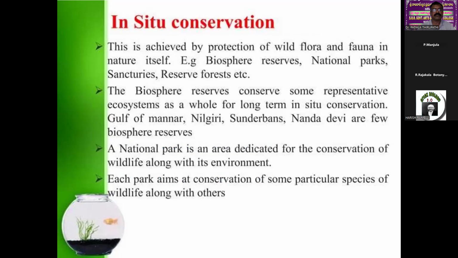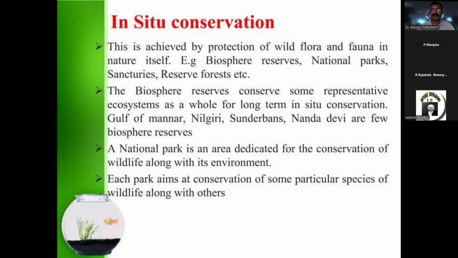So first one, in situ conservation. This is achieved by the protection of wild flora and fauna in nature itself. Examples of in situ conservation are biosphere reserves, national parks, sanctuaries, and reserve forests. They are protected in their natural habitats only. The biosphere reserve mainly conserves some representative ecosystems as a whole, for long-term in situ conservation. The Gulf of Mannar, Nilgiri, Sundarbans, and Nanda Devi are examples of biosphere reserves.